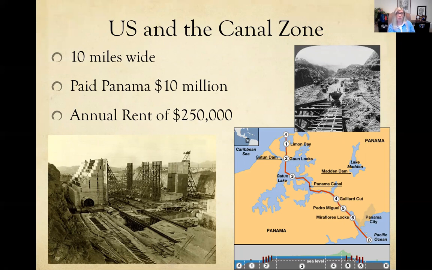And again, this is all being driven by Theodore Roosevelt. He actually goes down to Panama, and there's a picture of him in this white suit, and he's driving a bulldozer and everything as part of the canal's construction.